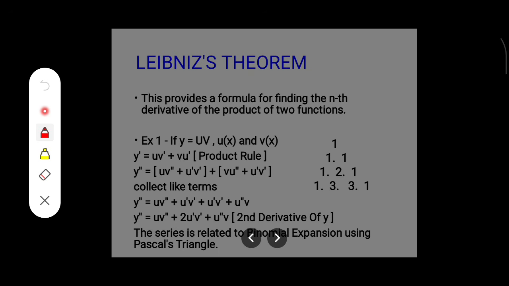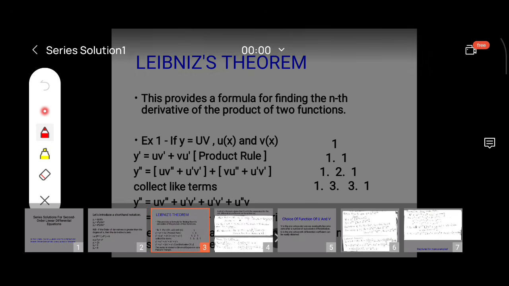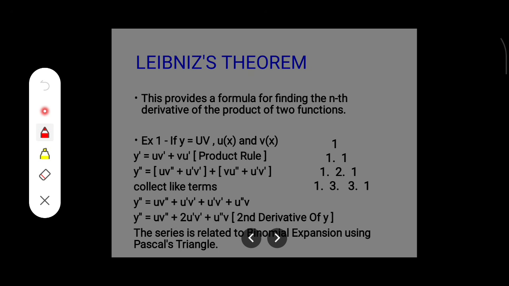And you also notice that this is related to the binomial expansion using Pascal's triangle, because for second degree we have the coefficients as 1, 2, 1. You get that?